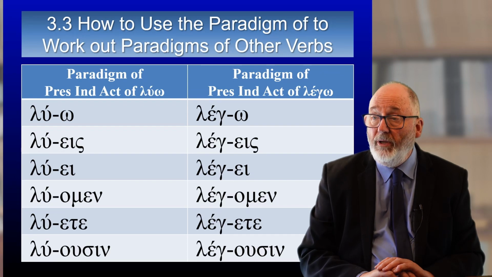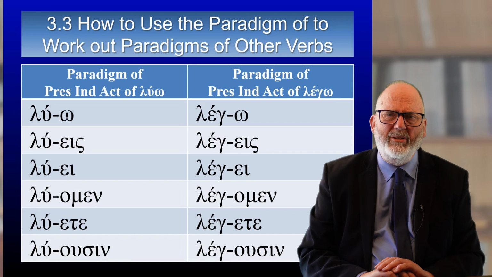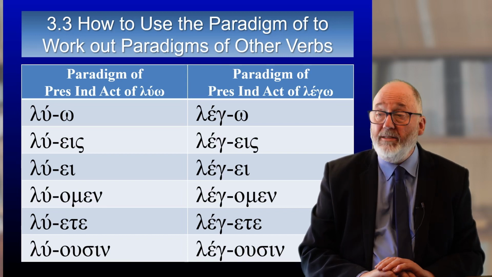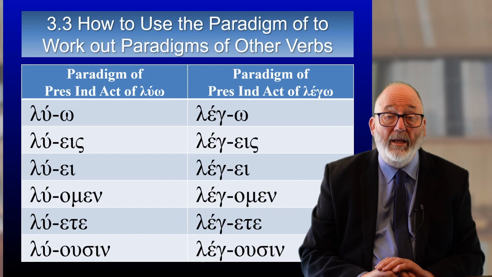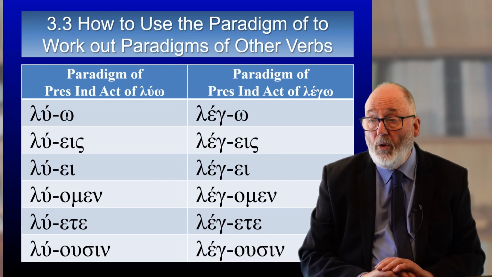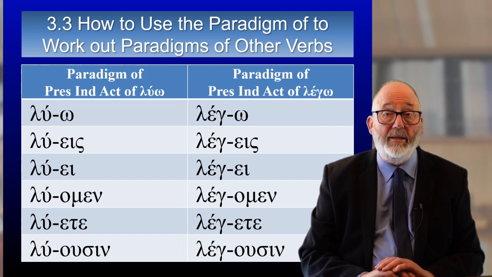The third thing we need to know before we know about present indicative actives in the Greek New Testament is how to use the paradigm of luo to work out how other verbs form the present indicative active. We have luo in the left-hand column and lego in the right-hand column. We just learnt that lego means I say. Taking the column which has luo, you will see that lu is the same all the way down. Only the endings change: the o, eis, ei, etc.